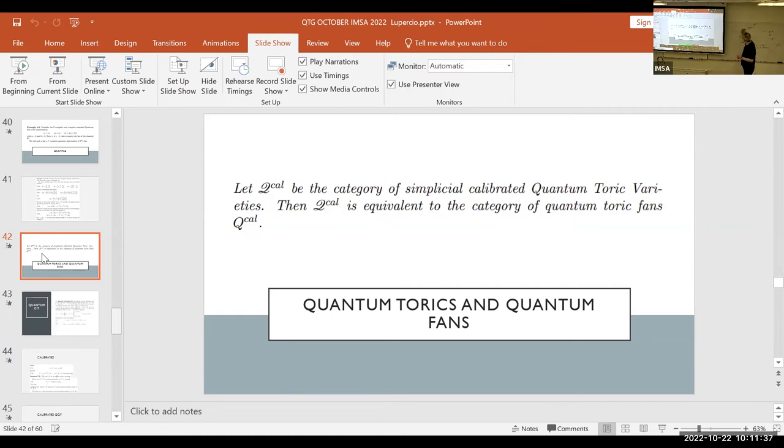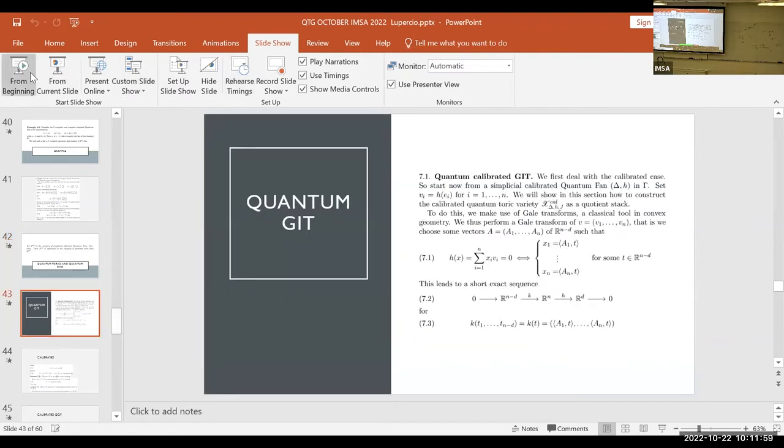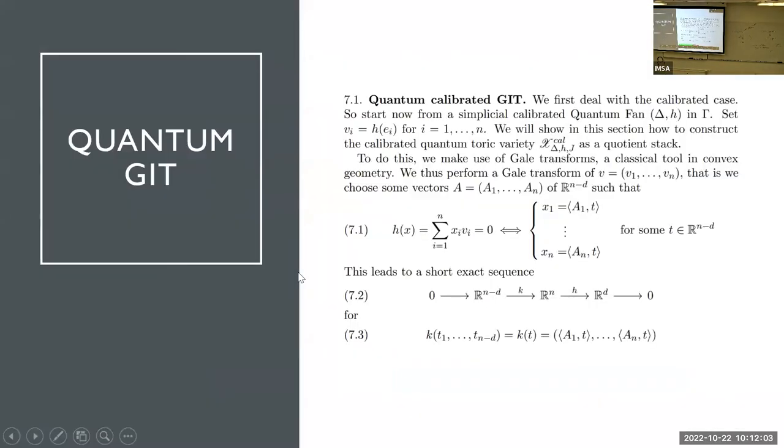And lambda and these natural parameters are in correspondence by Gale transform, which obscures the relationship a little bit. I'm going into that. And this allows you to produce quantum geometric invariant theory.